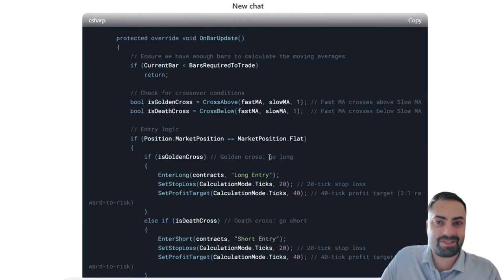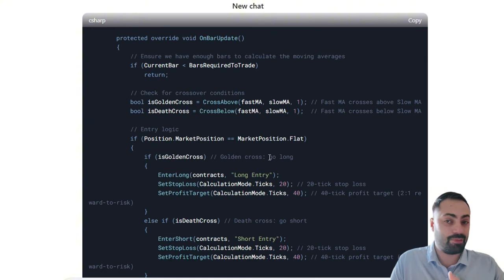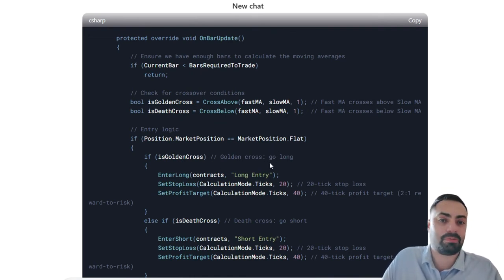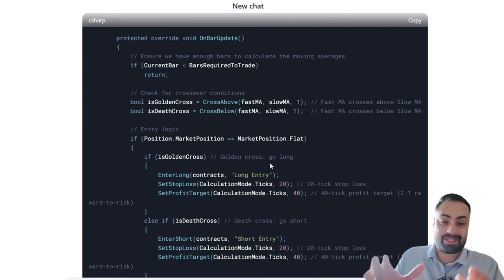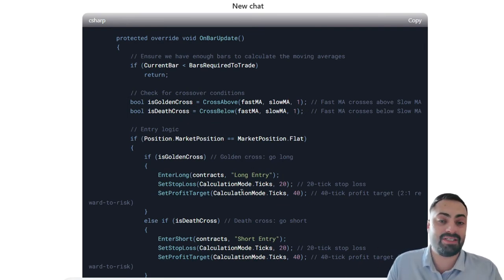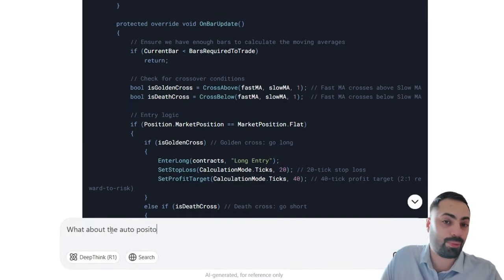But again, you guys are gonna have to adjust it to whatever works for you. But one thing I did notice is it seems to have removed the auto position size completely instead of fixing it like we asked. And yes, with a set tick stop, you don't really need an auto position size because your stop is going to be the same every single time. But I still want to see if this AI can actually fix the problem. So I'm going to ask it one more time.